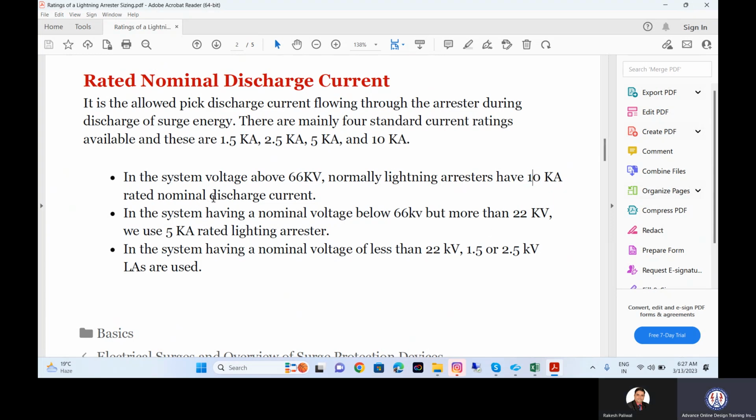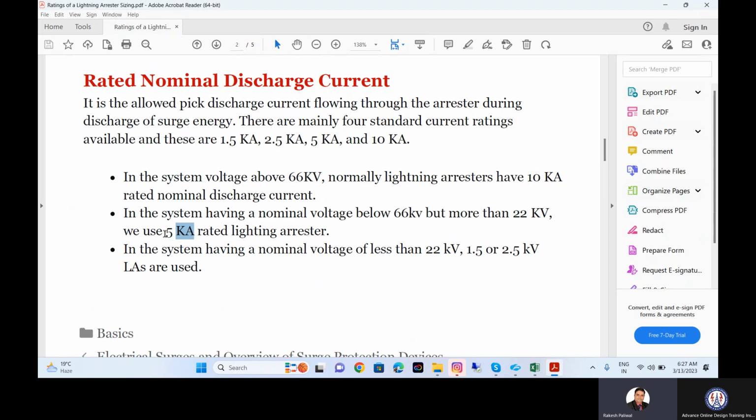This discharge current has a general standard. If your system is less than 22 kV, generally we take 1.5 and 2.5 kiloampere. If your system is above 66 kV, the normal discharge current is 10 kiloampere. That is the general practice we use, but it does not depend on the sizing, it depends on the voltage only. If your system is less than 66 kV but more than 22 kV, then we can go for 5 kiloampere. So this is just the discharge current.